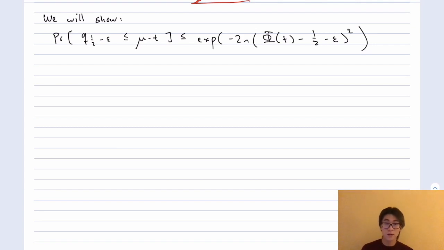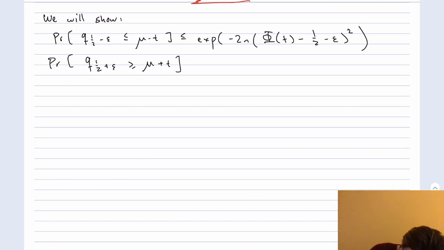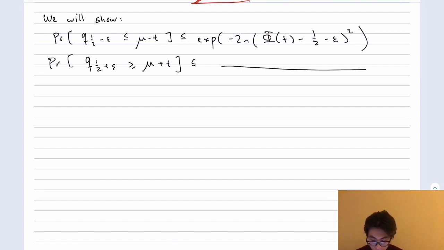And similarly, by exactly the same logic, but symmetric, you can also obtain that the probability that the upper quantile exceeds this is the same thing. And by the claim and a union bound over these two events, the theorem should follow directly. So we will only prove this bound, but the proofs of these two bounds are the same.